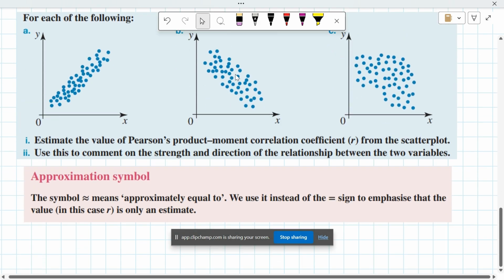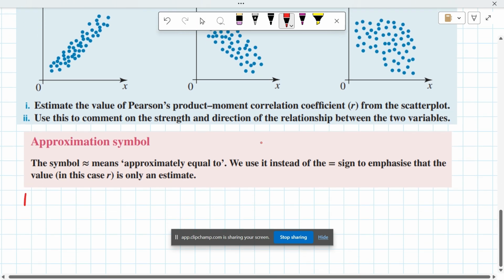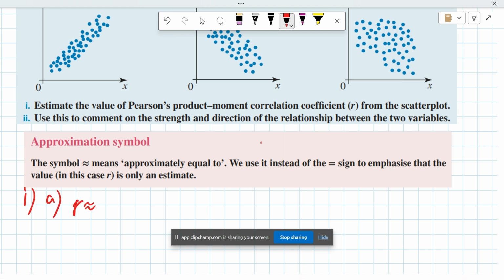So we can start with estimating the Pearson product-moment correlation coefficient. The first one looks like a pretty strong positive linear relationship. So for A, I will give this one approximately equal to 0.9.